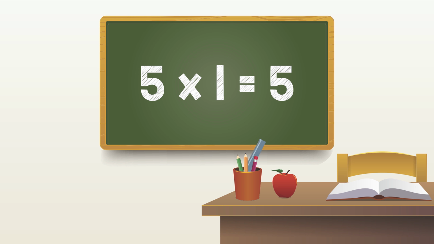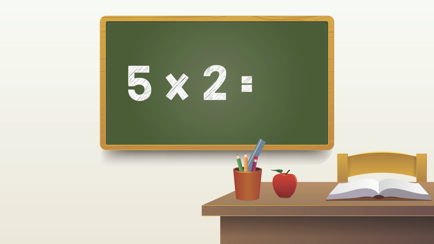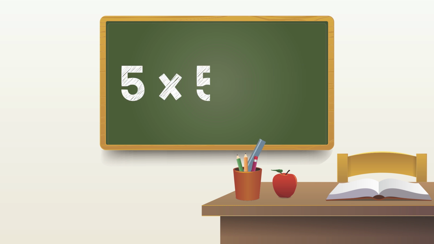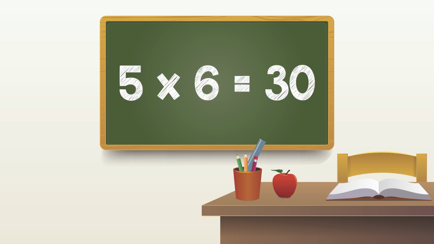5 ones are 5. 5 twos are 10. 5 threes are 15. 5 fours are 20. 5 fives are 25. 5 sixes are 30.